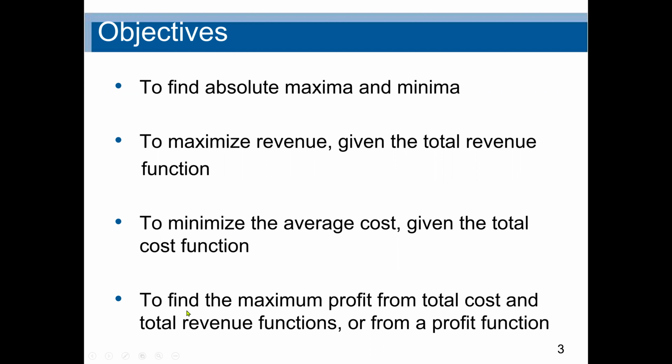Also, we're going to learn how to find the maximum profit from total cost and total revenue functions. We did this concept once before. Even if the profit function is not given, but they give us the revenue and the total cost, we know profit is equal to revenue minus total cost. Then when we get the profit function, we are looking for the maximum profit, so we are going to use the concept of finding the absolute maximum of the profit function.